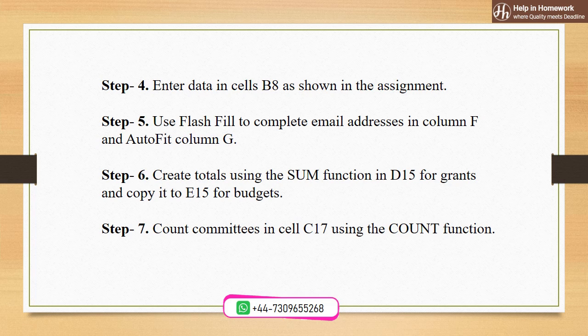Step 4. Enter data in cells B8 as shown in the assignment. Step 5. Use Flash Fill to complete email addresses in column F and AutoFit column G. Step 6. Create totals using the sum function in D15 for grants and copy it to E15 for budgets. Step 7. Count committees in cell C17 using the count function.